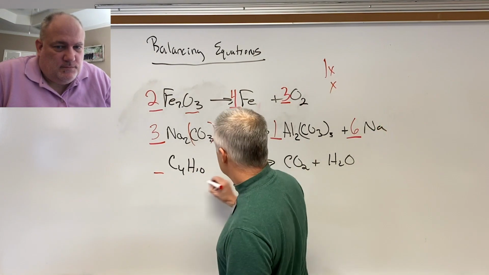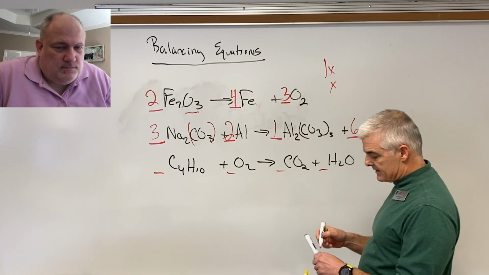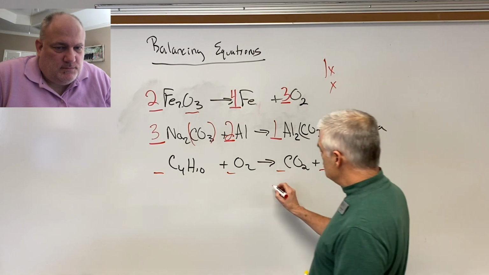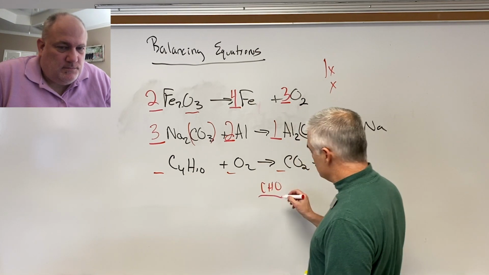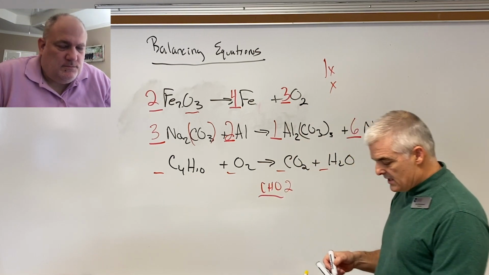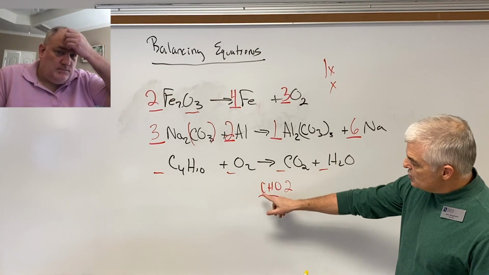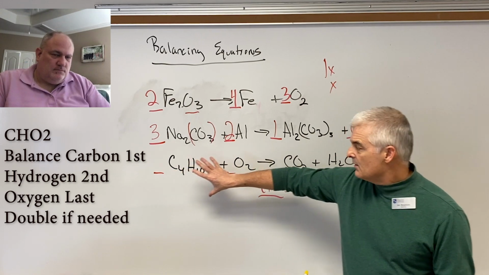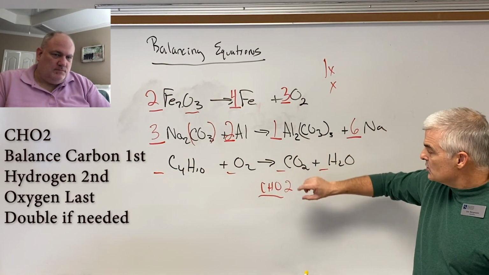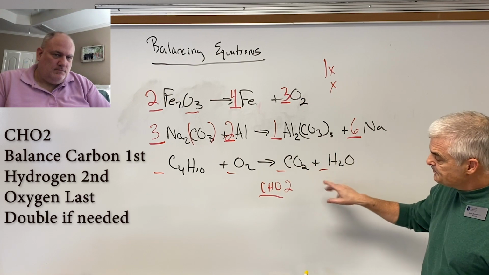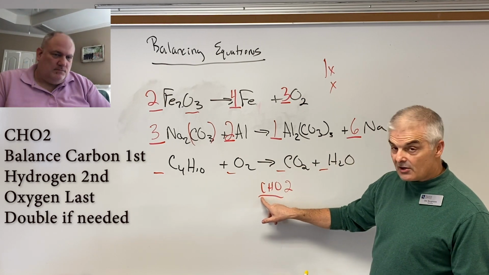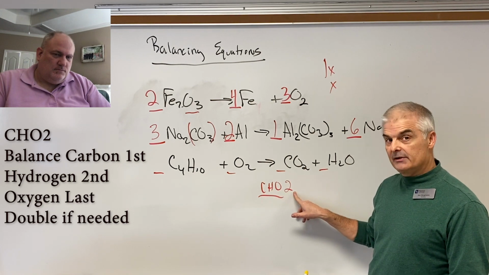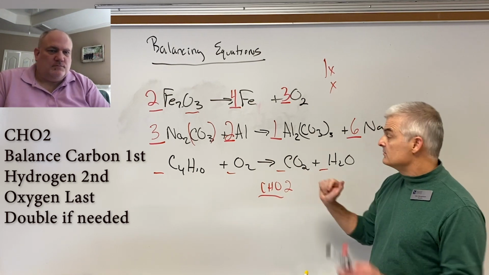So when you have a combustion reaction, again, we'll learn more about that in a video or two, there is what I like to call the CHO-2 rule. These are the hardest ones to balance, but if you do the CHO-2 rule, you can solve that. What that means is you balance the carbon first. If you have C's and H's plus oxygen, they most of the time make CO2 and H2O. And that means you balance the carbon first, and then the hydrogen, and then the oxygen, and if it doesn't work out, you double it. CHO-2. Make sense?